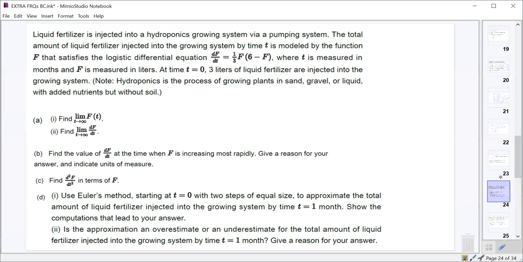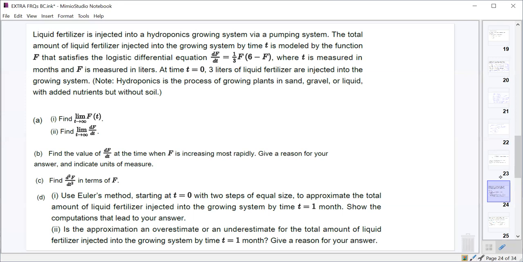All right, so talking about fertilizer, and they're injecting liquid fertilizer into a hydroponic growing system via a pumping system. It's too bad that Ryan's not here to talk about his hydroponically grown tomatoes.